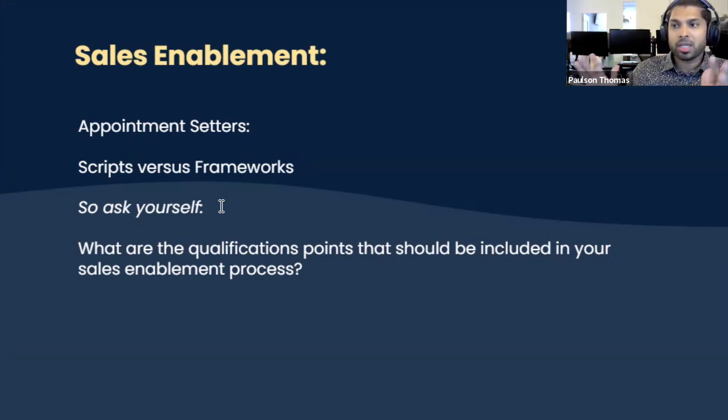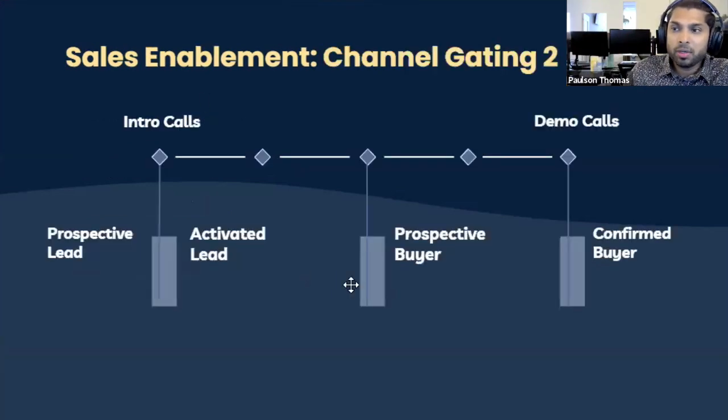So ask yourself, what are the qualification points in your industry, in your niche? Whatever those are, they should be included in your channel gating, in your sales enablement process. If you look at this slide, you have prospective leads, activated leads, prospective buyers, and confirmed buyers. What are the questions that your appointment setter should ask for your industry? That's what you want to pay attention to. And all it takes is 2 questions in each one.